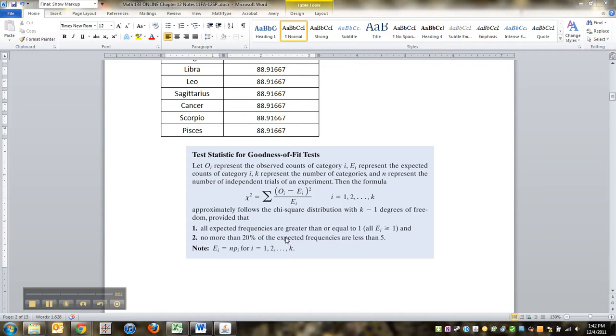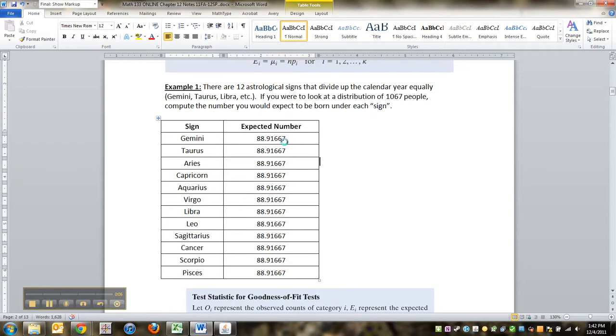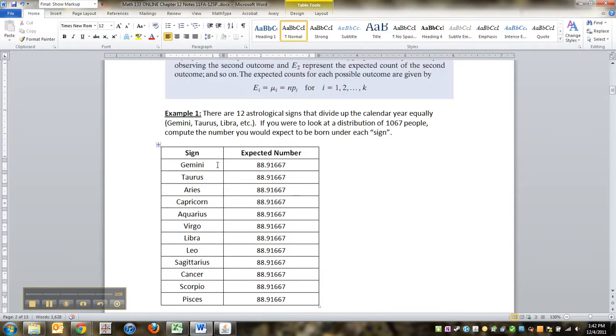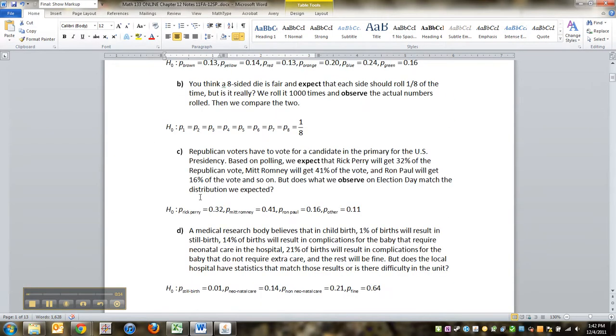So you can see that I finished out the rest of those expected numbers, and I just wanted to make sure that we understand that the reason I did it this way is because these are all assumed to be equal. I mean, if you were working with this one with Mitt Romney and Rick Perry and so on, then you would take each of their own percentages and multiply it. So you'd say 0.32 times 1067 and 0.41 times 1067 and so on.